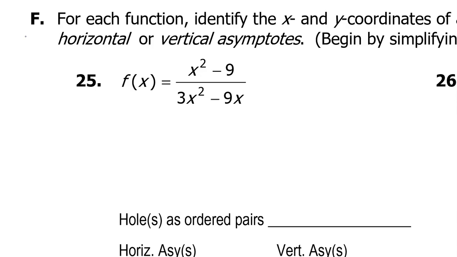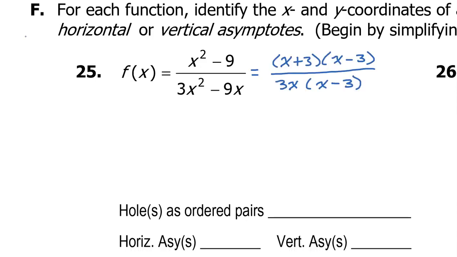We'll be looking for any holes and horizontal and vertical asymptotes. Let's start by simplifying as much as we can. So we factor the numerator using the difference of two squares pattern, x plus 3, x minus 3. The denominator has a common factor of 3x. So we're left with 3x times x minus 3. Notice that we have a factor in the numerator and in the denominator. When you have a factor that will cancel out the way these will, that's where holes come from.